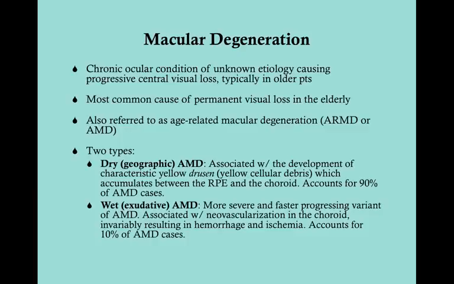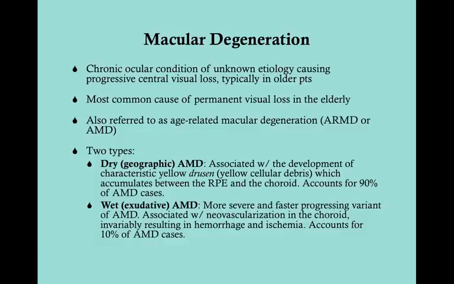This is age-related. I should maybe have called this age-related macular degeneration, but you should assume that when somebody is referring to macular degeneration in a patient, it's typically age-related macular degeneration. That's what they're referring to. This is actually the most common cause of permanent visual loss in the elderly, and by elderly I mean 60 plus. It's also referred to as age-related macular degeneration, or AMD. There are two distinct types of AMD that you need to be aware of because they will affect treatment.